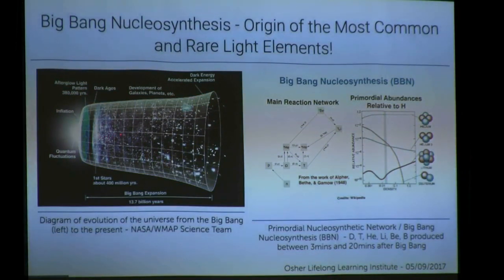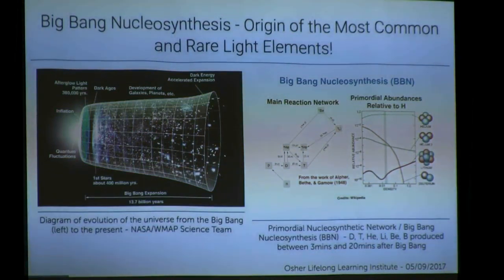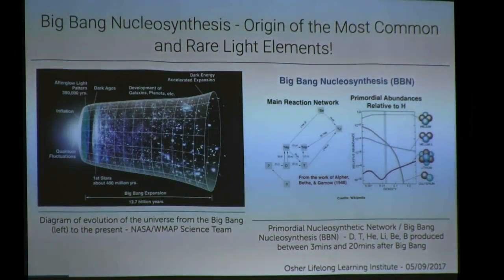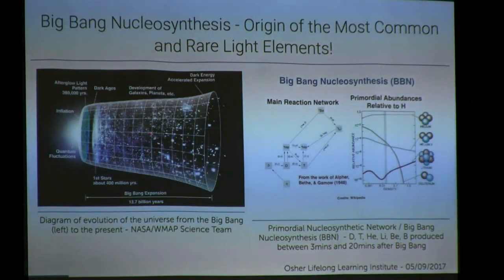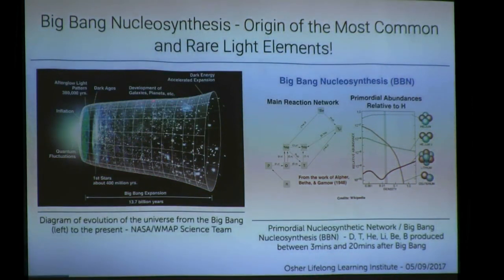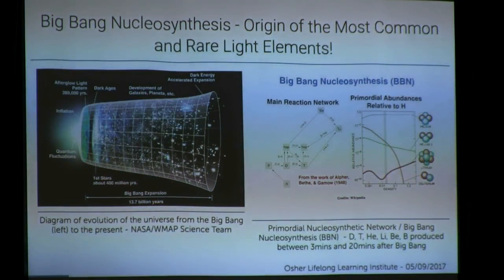And then from there, you just see that basically galaxies start to form, more stars start to form, different types of stars now start to form because there's heavier elements in the universe. I'll talk a little bit about that. Development of galaxies, planets, and then you see this little, it's like a bell, you see how it's starting to curve out?